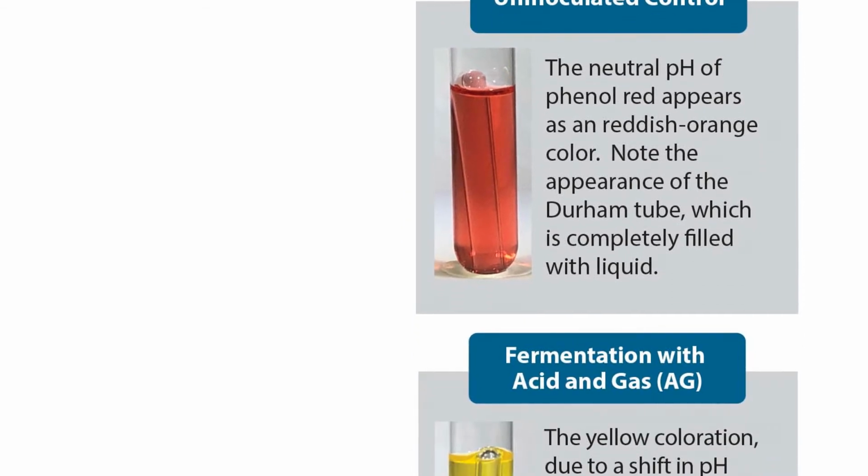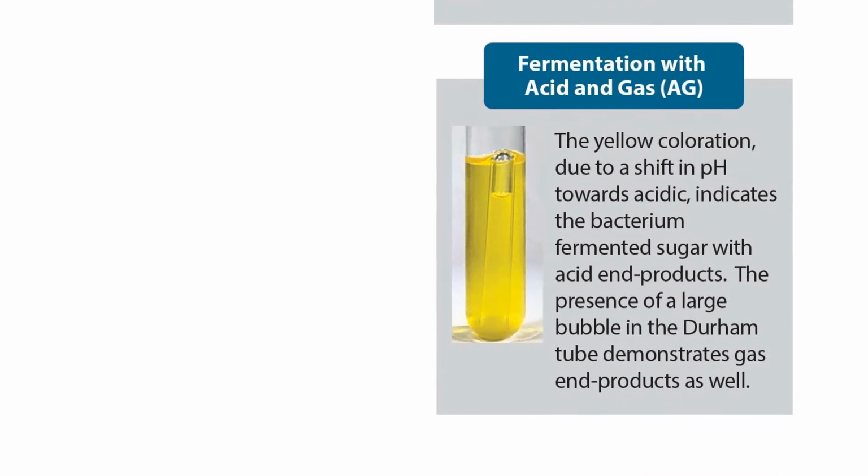As we transition to the next result, notice how the color jumps out. The yellow coloration, due to a shift in pH towards acidic, indicates the bacterium fermented the supplied sugar with acid end products. The presence of a large bubble in the Durham tube demonstrates gas end products as well. The proper interpretation of this result is fermentation with acid and gas, or AG.